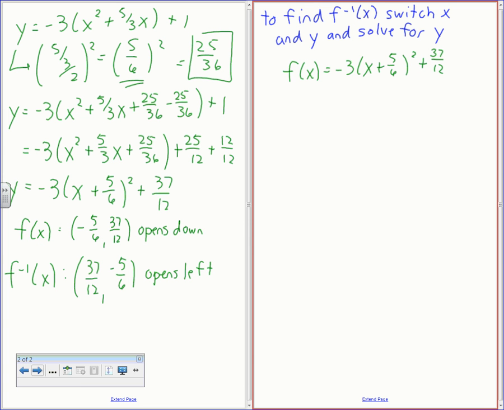Okay, can someone else tell me then, please, what's my first step going to be here? Okay, go ahead. Make it y equals negative, and then you switch it to x. Right.